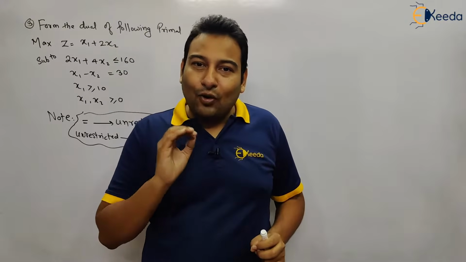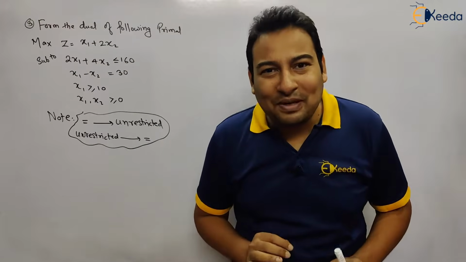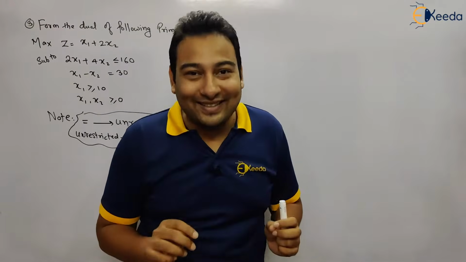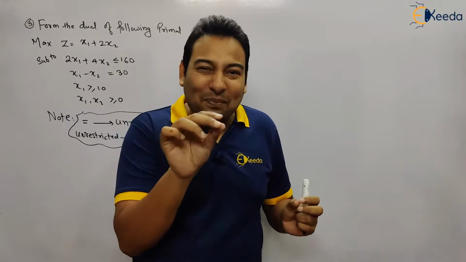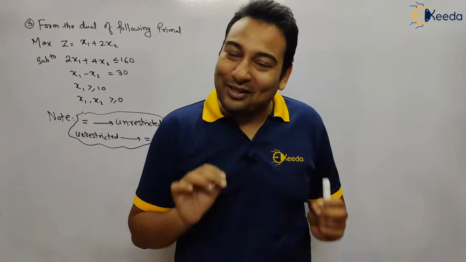Problem numbers 3, 4 and 5 you need to practice. It's very simple, but the concept is like a googly. Googly means it will be very simple, but with a twist and turn. So you need to practice well 2-3 times and it will be very clear.